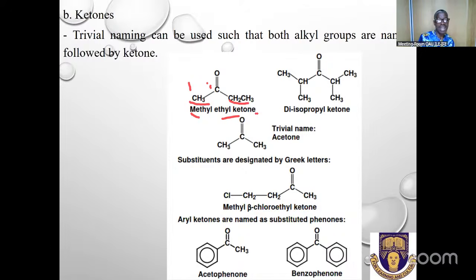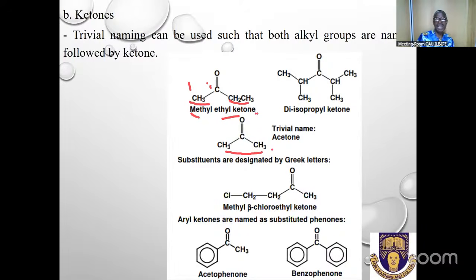And also look at this one. Here, the two alkyl groups are the same. That is, it has the same methyl group as the two alkyl groups. So we call this one acetone, or maybe if you like, you can say dimethyl ketone. But acetone is much more accepted.